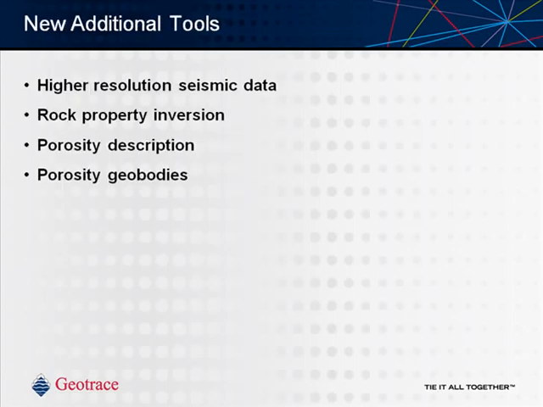The new additional tools that we bring to this is higher resolution seismic data for those facies mappings, and rock property inversion, so we could actually identify the different rock types and where we think the porosity is, and therefore give a better description of the porosity, and ultimately porosity geobodies that could then be used to identify potential well locations. They had a much higher success rate. It's in the low 90s. So far, it's been very good.